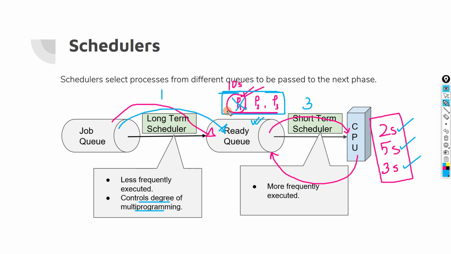So if we say that the degree of multiprogramming is fixed, in this example the degree of multiprogramming is 3 because there are 3 processes in the queue. So the long-term scheduler actually maintains this degree of multiprogramming. Why? Because it doesn't bring a process from the job queue to the ready queue at its own will. It only brings a process here if there is empty space in the ready queue, right? So in this way we can say that the long-term scheduler controls the degree of multiprogramming in the operating system.